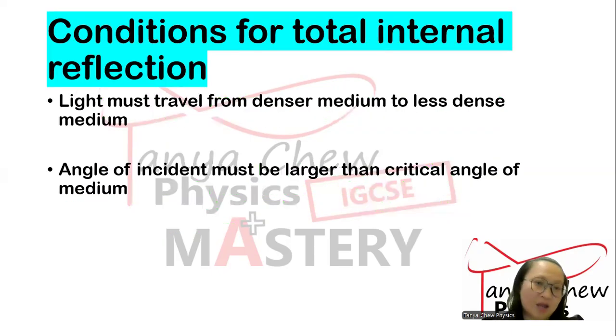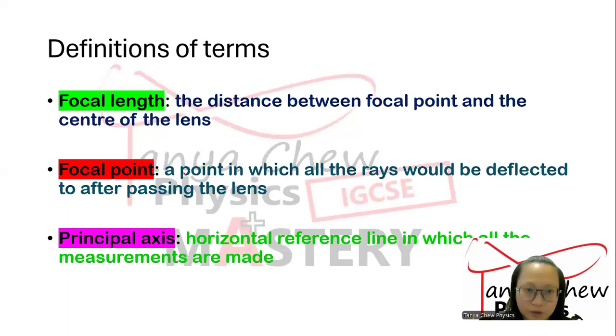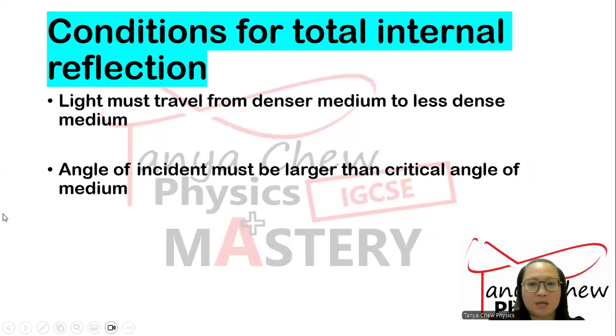Let me explain. In order to get total internal reflection, you have to fulfill these conditions. First, the light must travel from a denser medium to a less dense medium, like water to air or glass to air. And the angle of incidence of the light ray must be larger than the critical angle of the medium. Before that, let me discuss a little bit about the simple experiment to determine the critical angle and to prove total internal reflection.